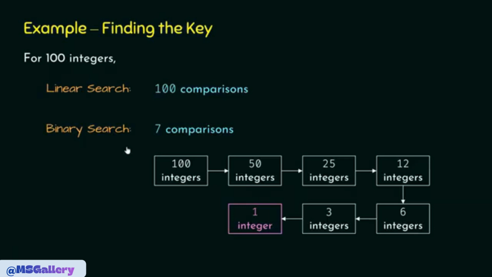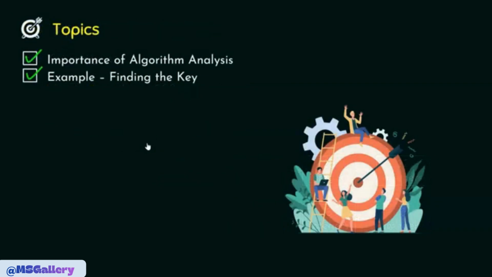We want the best algorithm to solve the problem. And we come to the conclusion that in order to find a specific key in a list, binary search is more efficient because binary search needs 7 comparisons. This is way lesser than the 100 comparisons needed for linear search. So with this, we understood the importance of algorithm analysis, and this means we are done with this lecture.